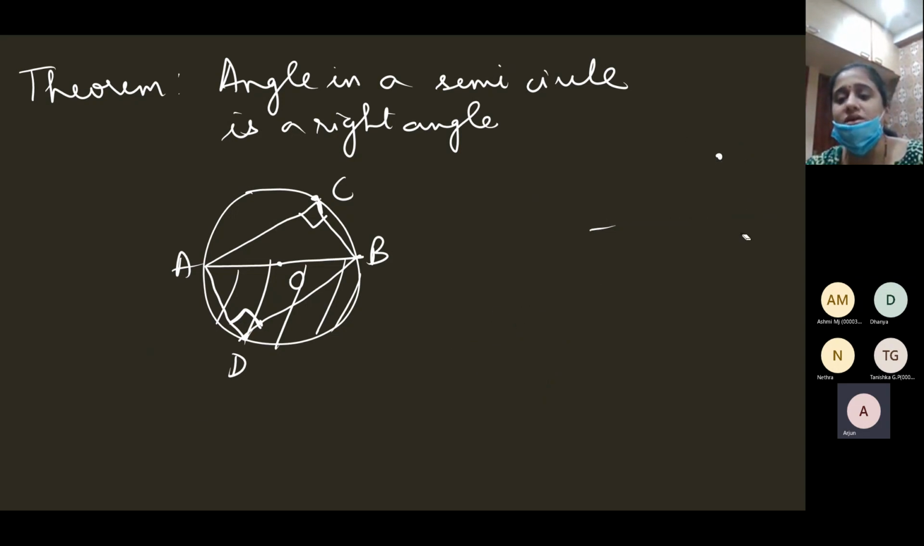Angle in a semicircle is a right angle. For that, you should take a diameter, a point on the circumference, and join the ends of the diameter to that point on the circumference. An angle will be formed. That angle is a right angle. Got it? Yes.